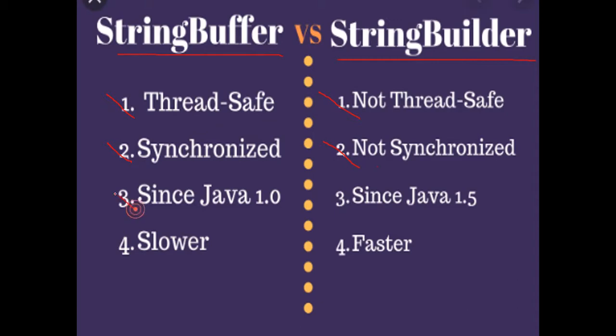Since Java 1.0 the string buffer came, but the string builder came in Java 1.5. A string buffer is slower because all the methods are synchronized, and a string builder is faster because no methods are synchronized, so we can access them in parallel at a time.